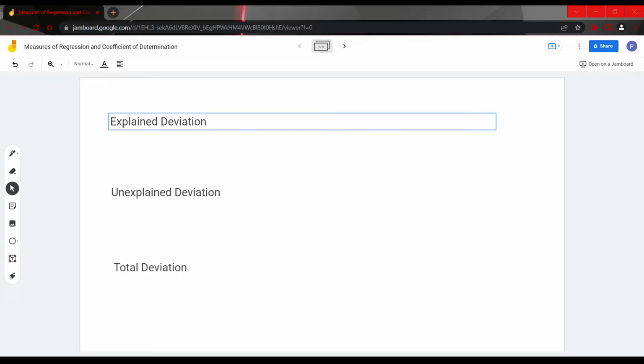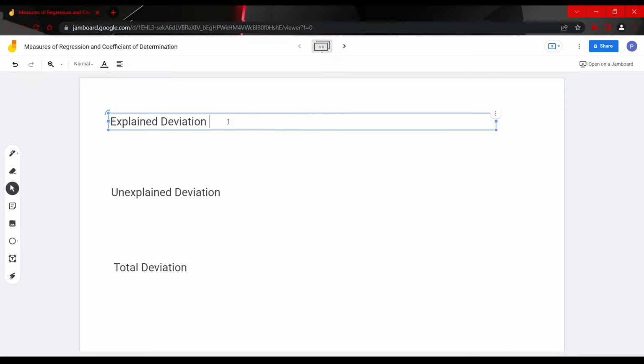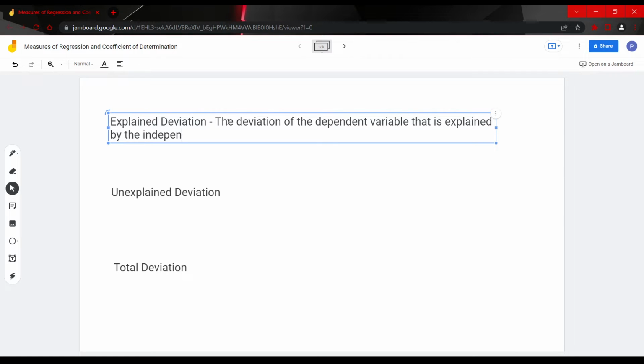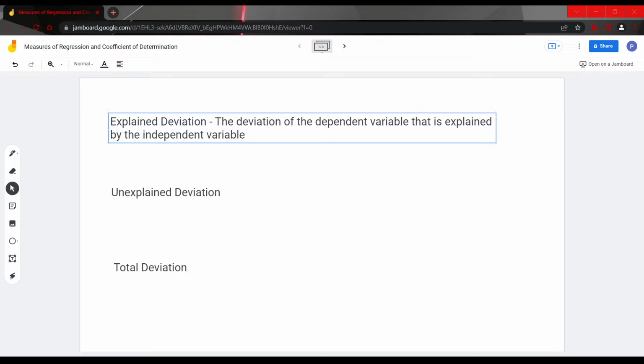So initially, explained deviation is essentially the deviation of the dependent variable that is explained by the independent variable. So how much of the changes of the dependent variable depends on the independent variable? An example of this that we talked about before is age and blood pressure, right? And so the explained deviation is basically telling us how much of the change in blood pressure is actually explained by age?